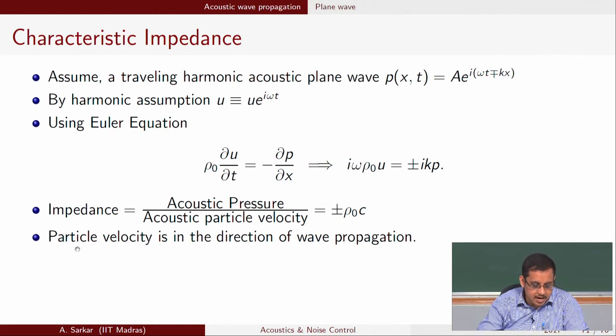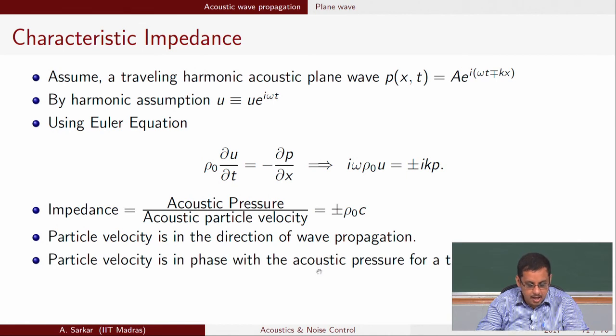So, as I argued, particle velocity will always be in the direction of wave propagation. The relation between the particle velocity and the direction of wave propagation is what causes this change in sign. Please note that, let us say for a forward travelling wave, particle velocity is always in phase with the acoustic pressure, right. Wherever there is an acoustic pressure build up, there is a velocity build up also.